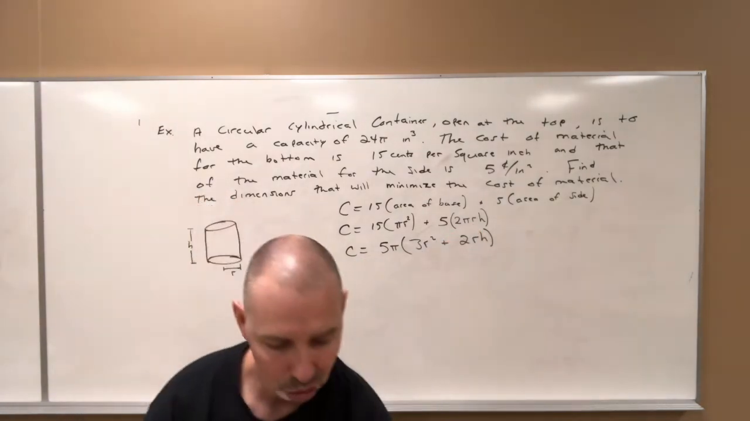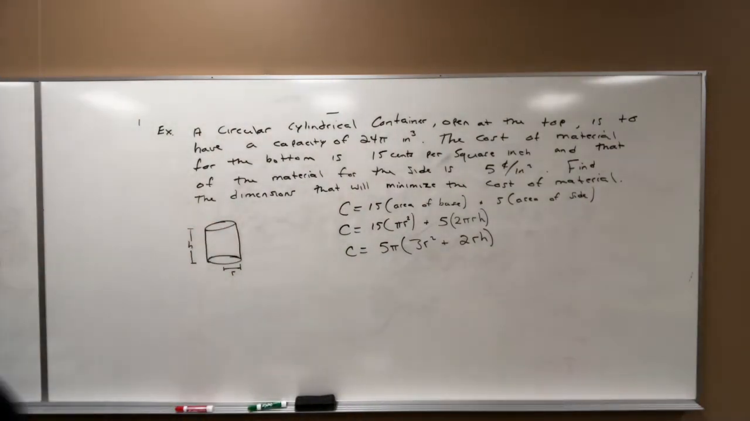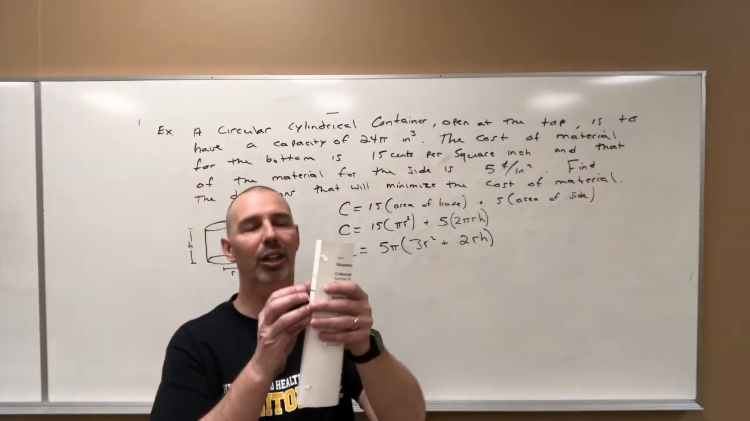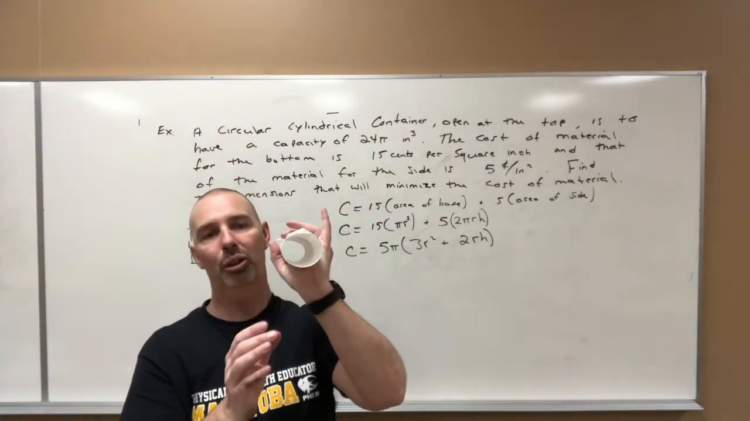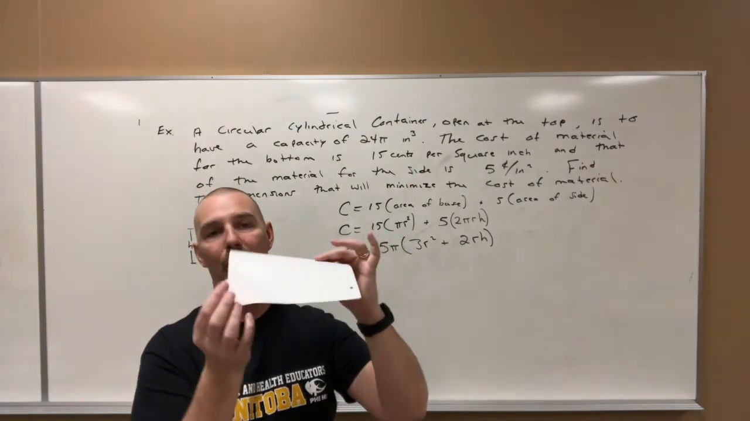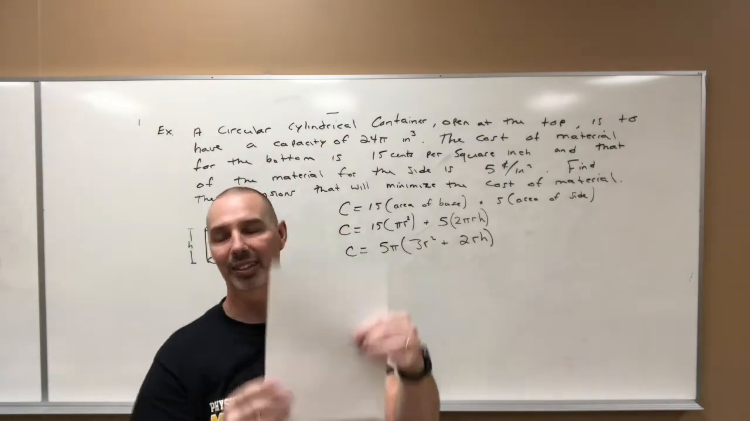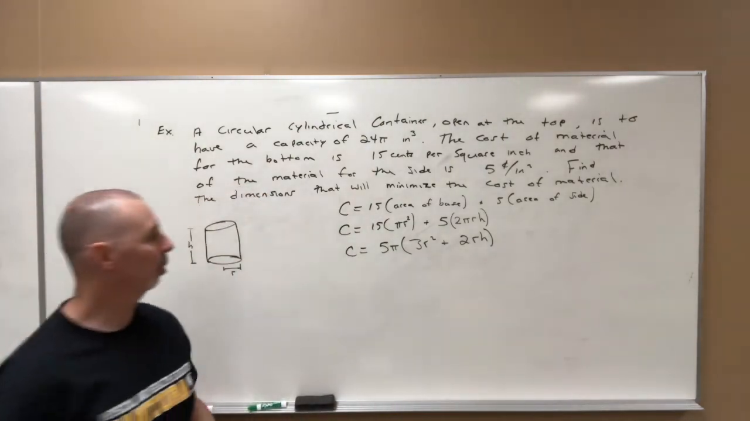And again, imagine rolling something up. We've got our bottom circular base, and when I pull this apart, it becomes a rectangle where the circumference of the circle is this, and then the height is this side. And so that's where we're getting that formula from.